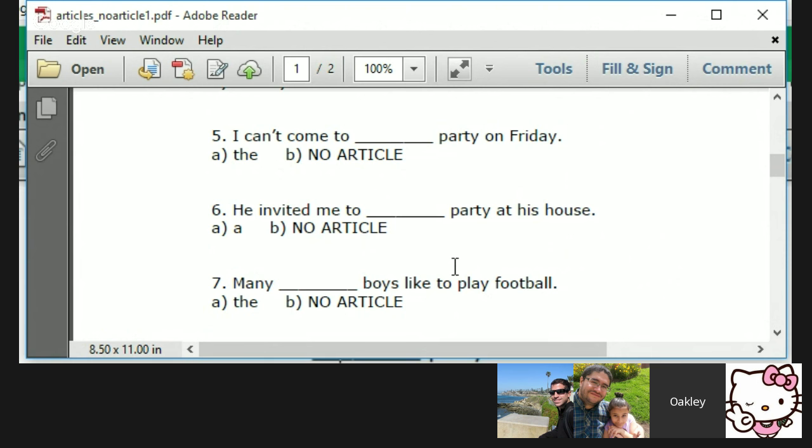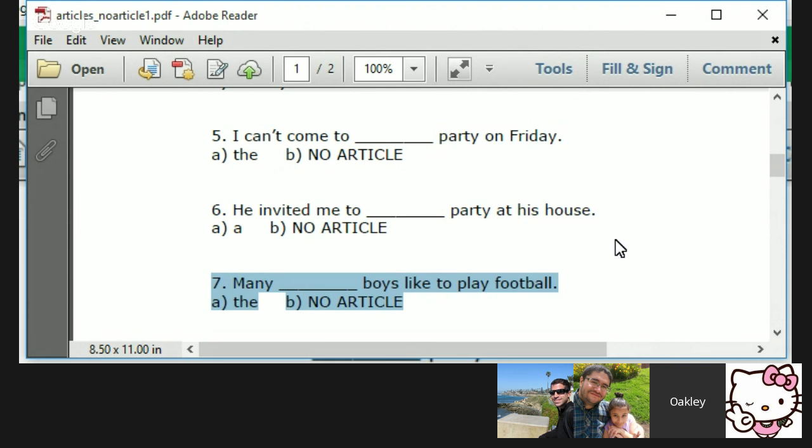Okay, so a party at his house. It's the first time we're mentioning it, so it's not defined, really. Probably it's the first time we're mentioning it. Actually, it's one of many possible parties. So, a party. Most likely, it's the first time it's being mentioned. It would seem from the context.